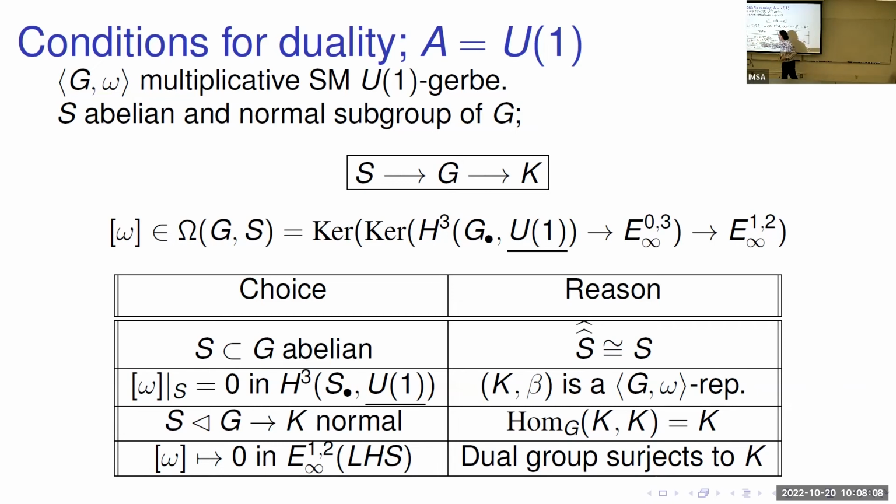Secondly, I need this group to be normal, and the reason why I need it to be normal is because I need this hom map to be K itself, so that the bottom thing is still K. And thirdly, I need that it dies in a specific place of the Lyndon-Hochschild-Serre spectral sequence. And the reason for that is so that the dual group is surjective to the group K. So all these conditions are set up here in the Lyndon-Hochschild-Serre spectral sequence, but if I have an element of the cohomology of the group that satisfies some conditions, then I can construct a dual structure.